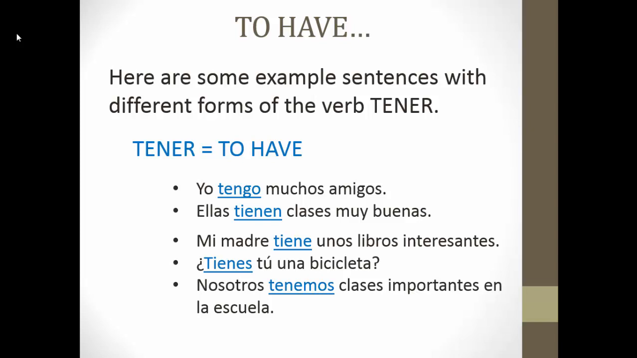¿Tienes tú una bicicleta? Do you have a bicycle? Notice the subject is tú, and in a question it comes after the verb. Tienes is the form that matches tú. Nosotros tenemos clases importantes en la escuela. We have important classes in school. Notice that nosotros is our subject, therefore we used tenemos.